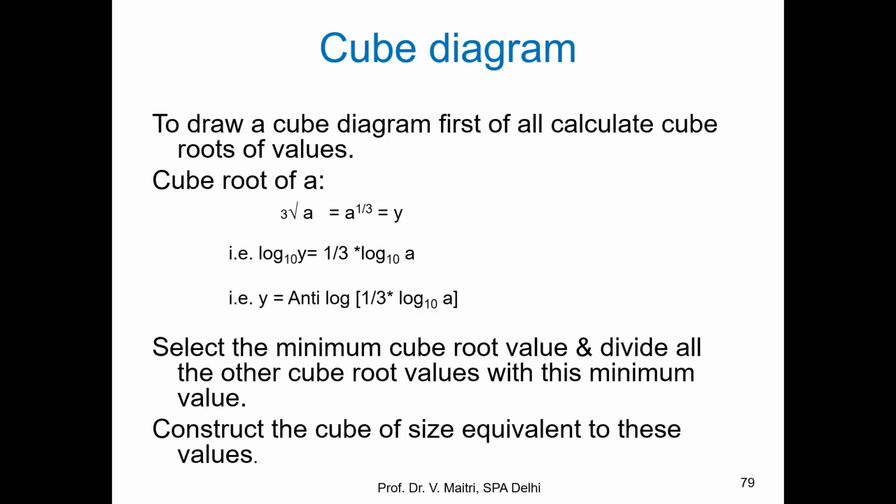For a cube diagram, first of all we have to compute the cube root, which is nothing but the antilog of 1/3 multiplied by log a to the base 10. Now select the minimum cube root value and divide all the other cube root values by this minimum value, and then construct cubes of size equivalent to these values. Nowadays with Excel or your mobile phone you can calculate the cube root very easily, no problem. Earlier we had to see the log table etc.